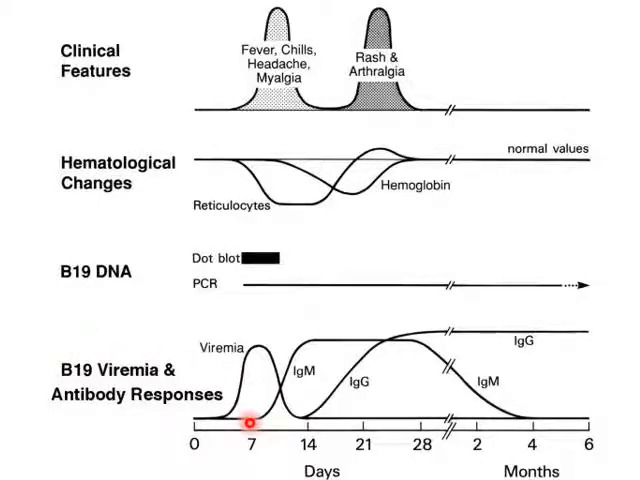As you can see here, IgM antibody appears early, which indicates recent infection, and remains elevated for about 2 to 3 months, while IgG antibody appears late and remains elevated for a longer time.